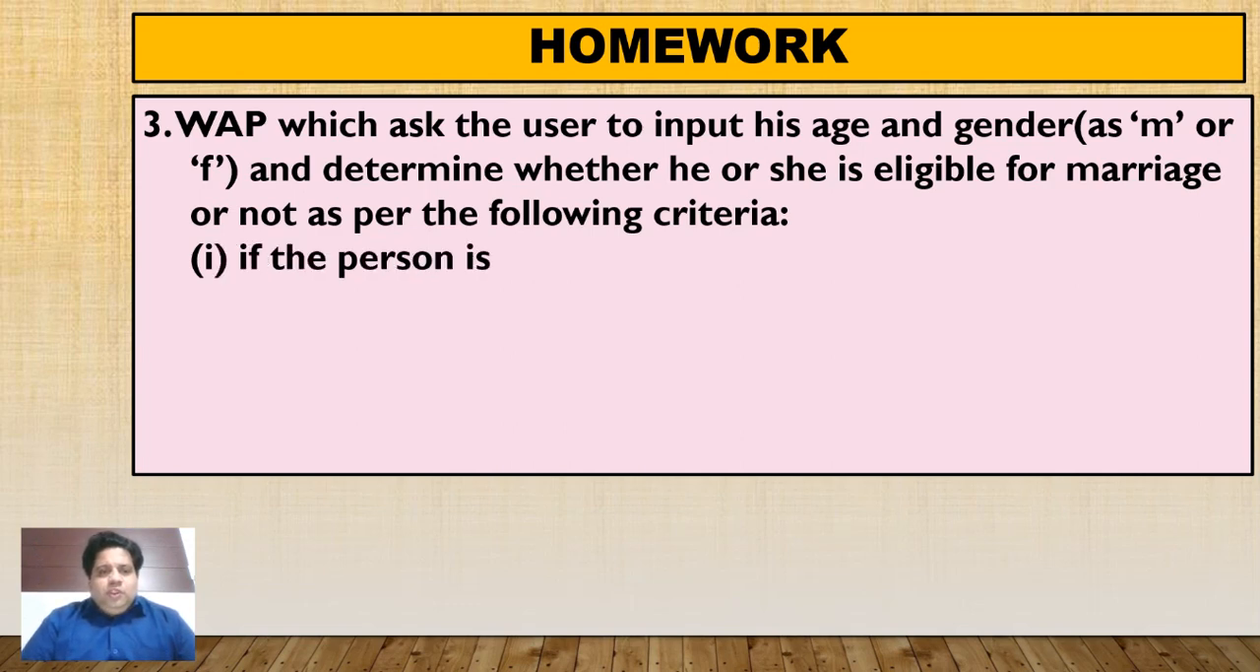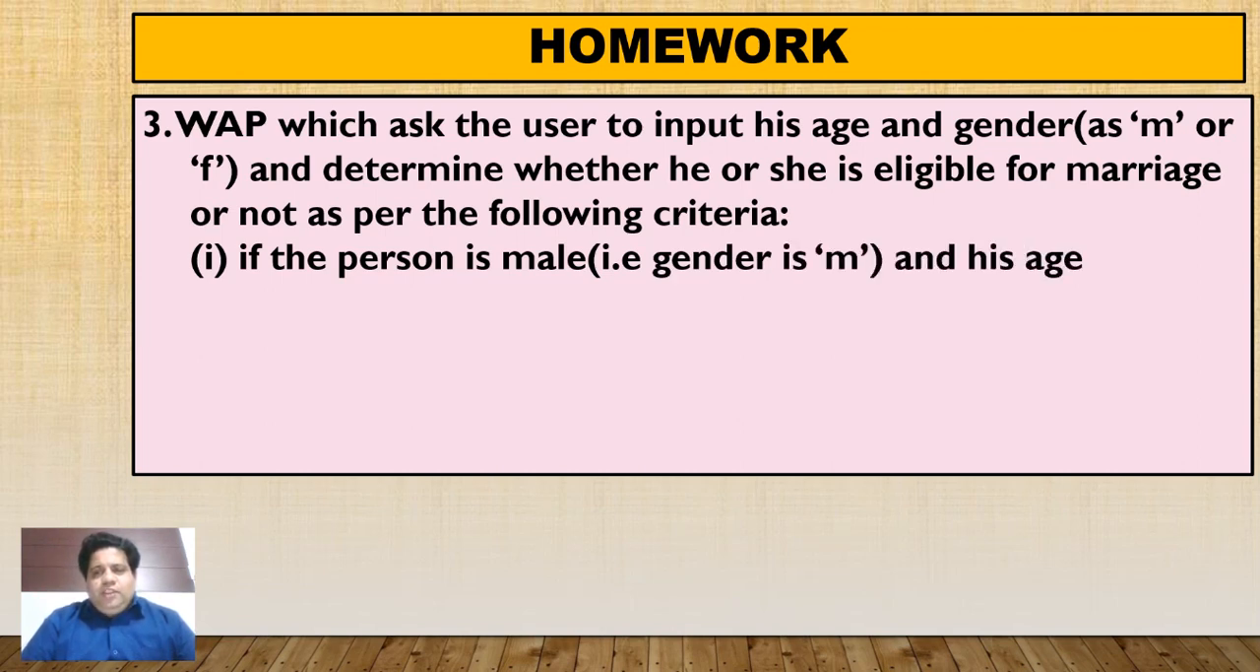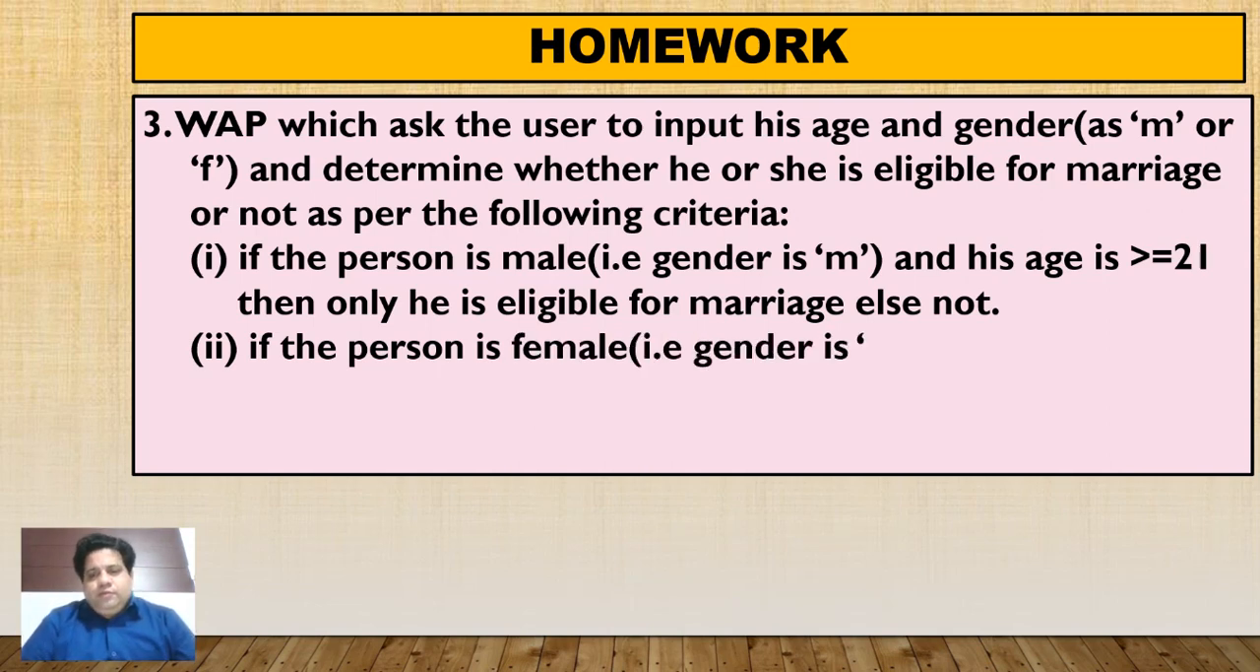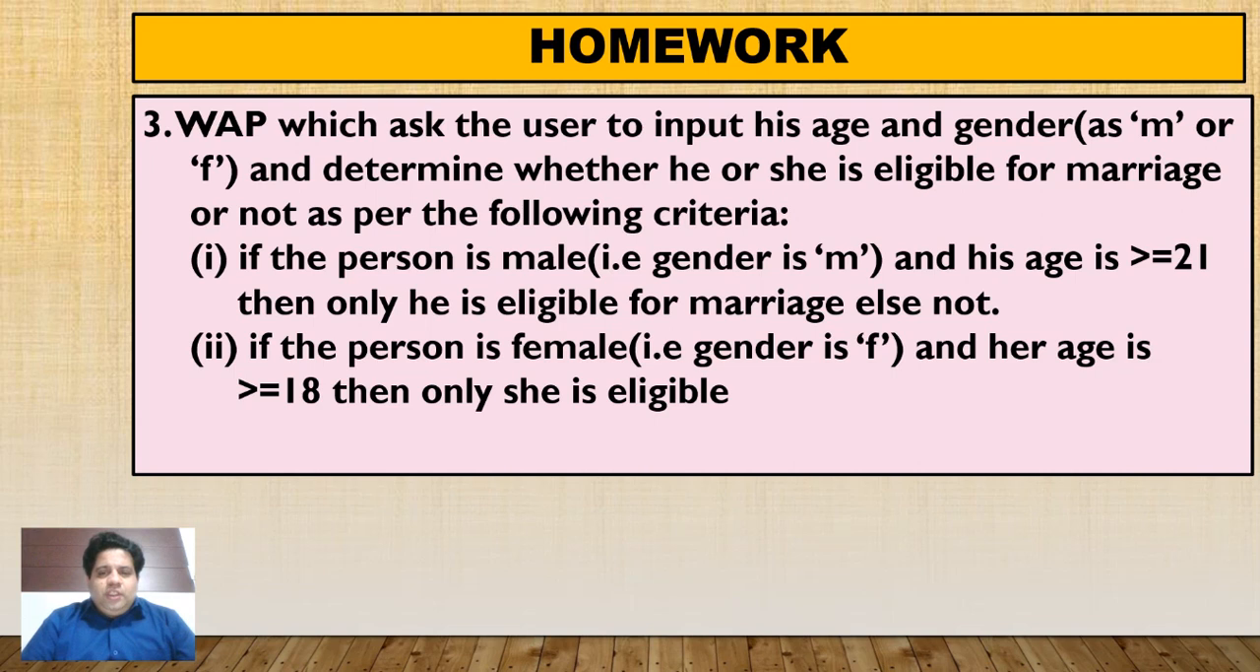1. If the person is male, that is if gender is M, and his age is greater than or equal to 21, then only he is eligible for marriage, else not. Second, if the person is female, that is if gender is F and her age is greater than or equal to 18, then only she is eligible for marriage, else not.